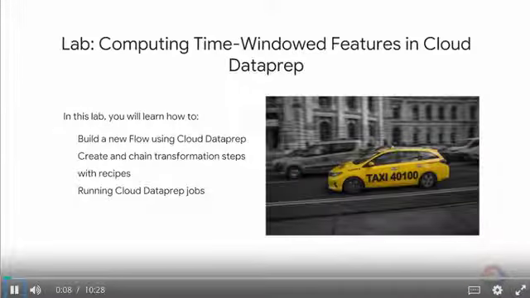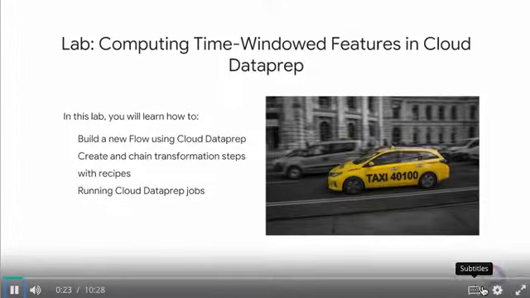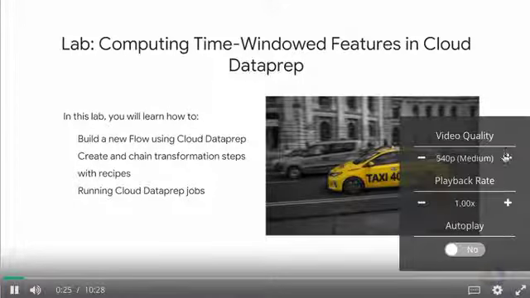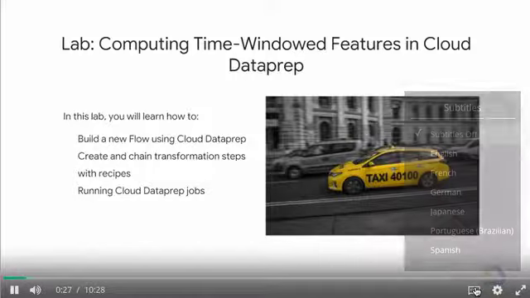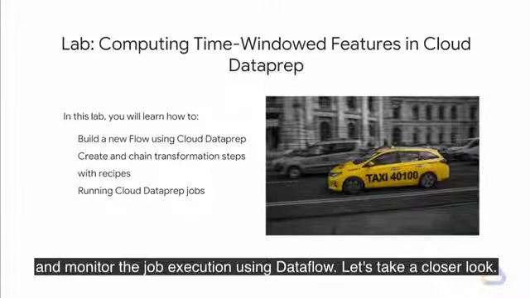tool. In the tool, you will explore the distribution of data values, visualize the distributions using histogram plots, and then implement a data prep flow to create a new feature based on an average number of taxi rides per hour in a rolling time window. Finally, you will deploy and run the data prep flow on GCP and monitor the job execution using Dataflow. Let's take a closer look.